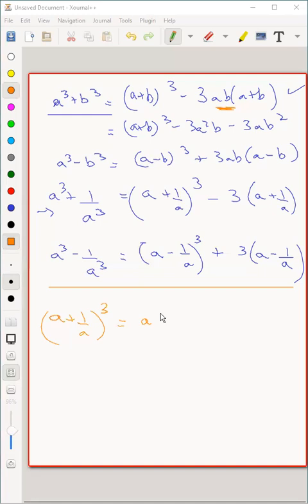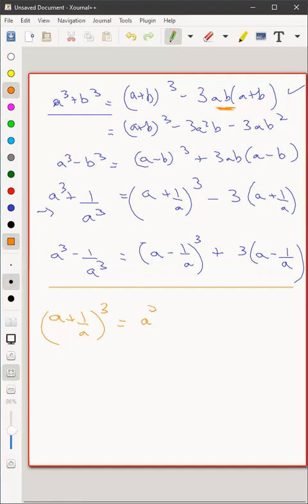I did revise those equations. Same thing. What is A plus 1 upon A? It will be A cube plus 1 upon A cube plus 3. Yeah. The 3, then it will be multiplied by A plus 1 upon A. Correct. Right. So we have this equation. If we just take this on the other side, what will we get?